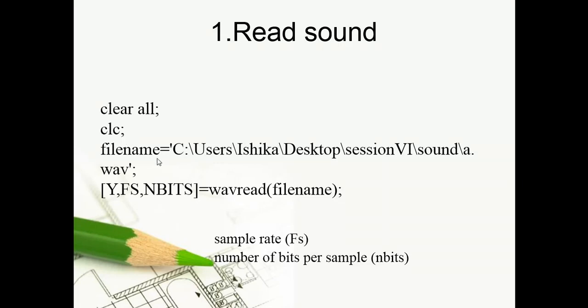To read the sound, first we'll store the path where the file a.wav is saved. So we are storing this path into the variable file name. Then we call the file name by using the wavread function. So we write the wavread function to call that file name and store the values inside these variables. y is nothing but the sound, fs is the sample rate, and nbits is the number of bits per sample.